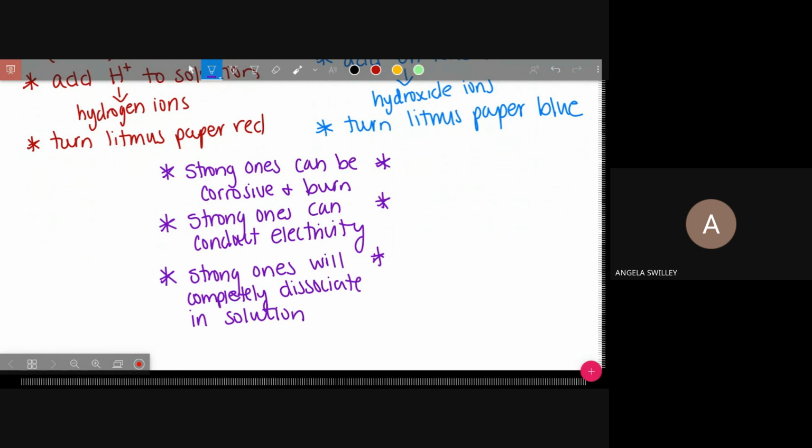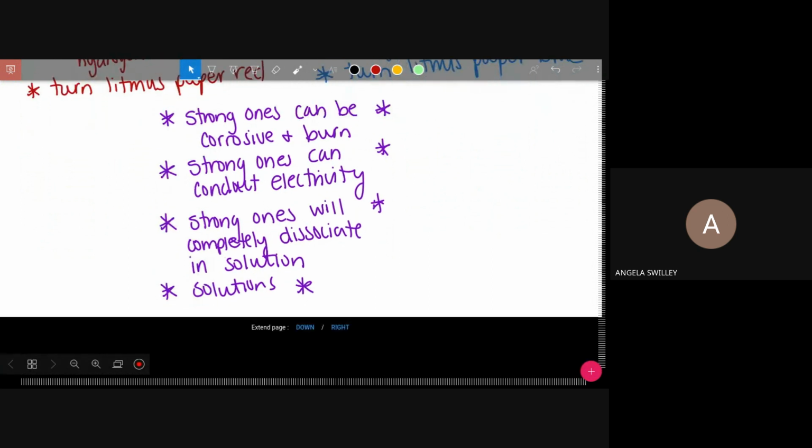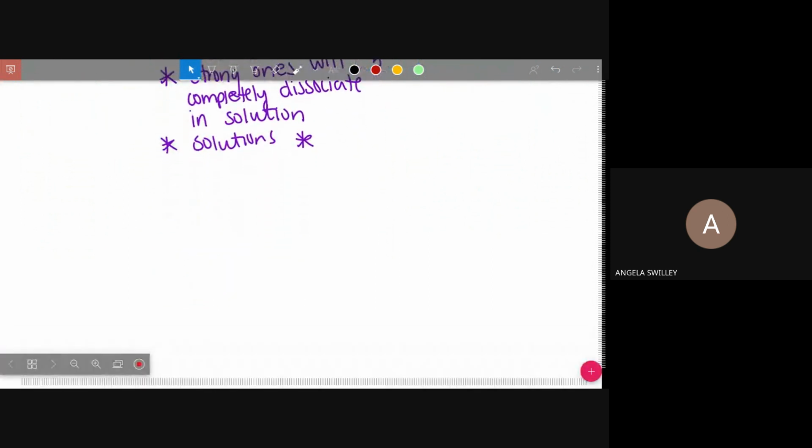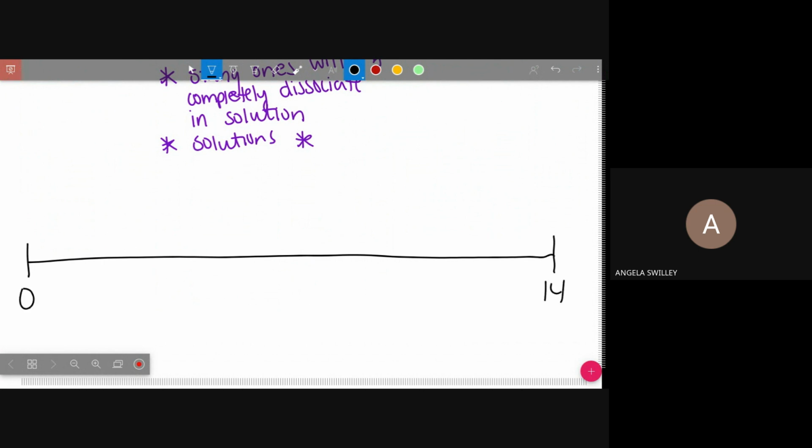And they're all solutions. All acids and bases are solutions. Now, we're almost finished. We just need to go over the pH scale and how to label it and how to tell some things from the pH scale and how to read it a little bit. And I'm going to show you everything that you need to know about the pH scale. So the pH scale goes 0 to 14. Does anybody know what 7 is? Neutral. Good.